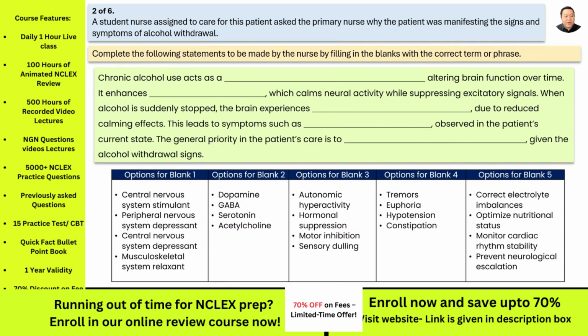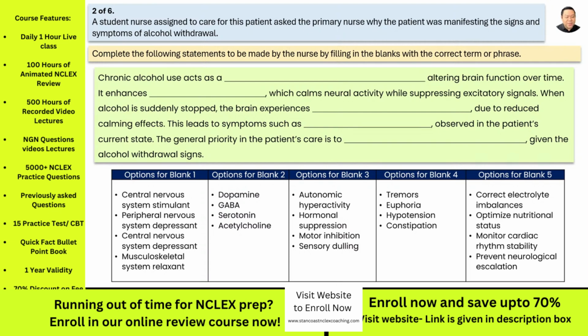The general priority in the patient's care is to blank given the alcohol withdrawal signs. Now let's look into the first blank here, and we got the following options. Central nervous system stimulant, peripheral nervous system depressant, central nervous system depressant, musculoskeletal system relaxant. What do you think would best fit here?